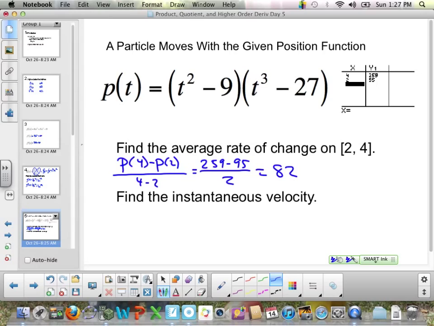All right? And to find the instantaneous velocity, well, that's just the derivative of position. So take our position function, take the derivative of that. We could FOIL that out, or we could use the product rule. In this case, I'm going to use the product rule. It'll be first times derivative of the second, which would be 3t squared, plus second, and notice how I'm keeping these grouped, times derivative of the first, 2t. All right, so there's our instantaneous velocity. We could find the velocity at any time.